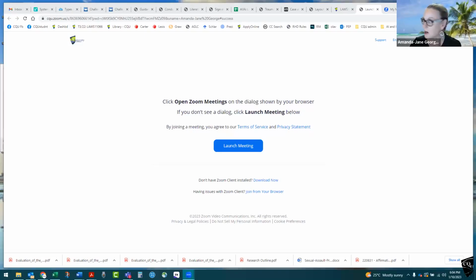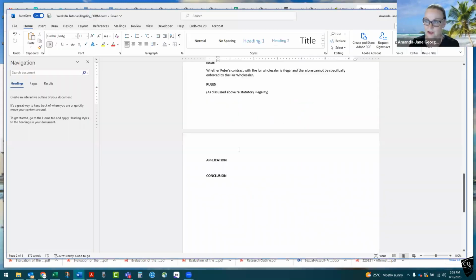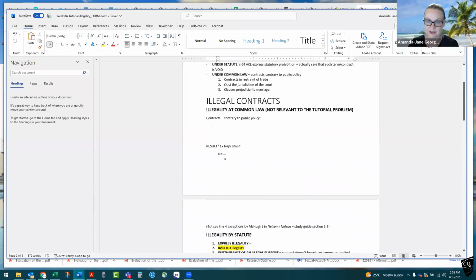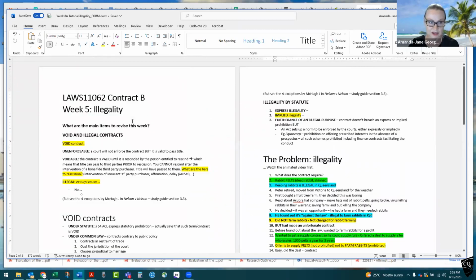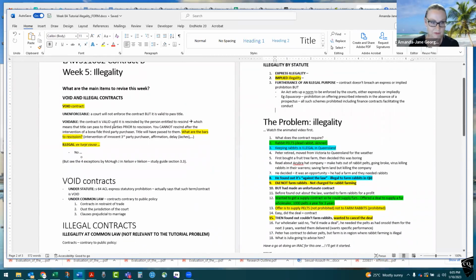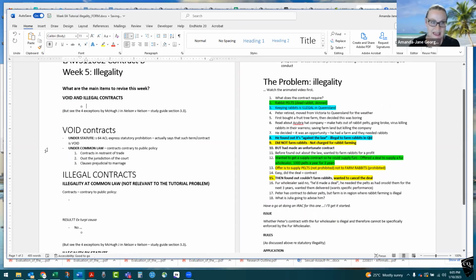Okay, so let me share my screen. Okay, and I will get up the. So we'll do illegality first. And just, oh, is this the, yes, this is the form. Good, good, good.